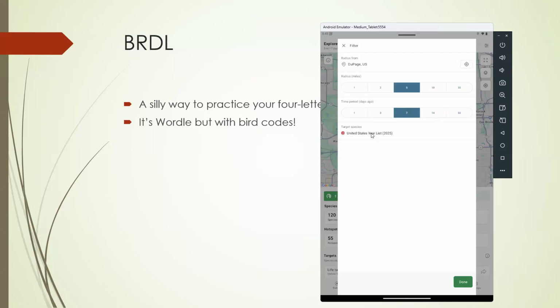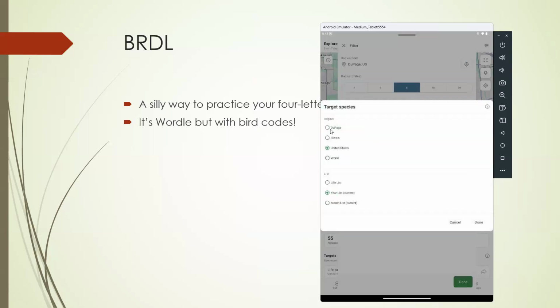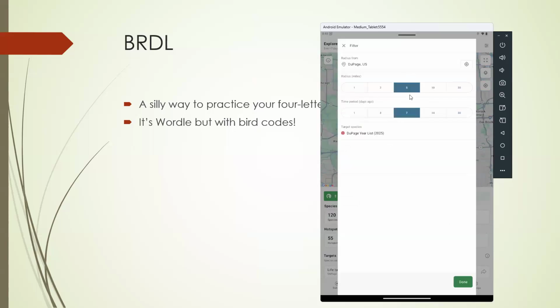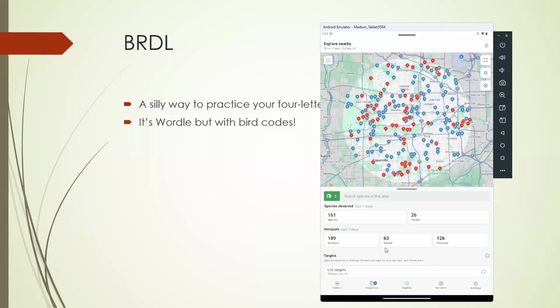And then the other important thing is target list. We talked about this a little bit on the website, but you have different options for targeting. So you can say, I want to be looking at my DuPage year list. So basically what I'm doing at this point is looking for birds within, we'll call it 10 miles of College of DuPage that I have not yet seen in DuPage County this year. And we're going to hit done. And it's going to think about it for a sec.